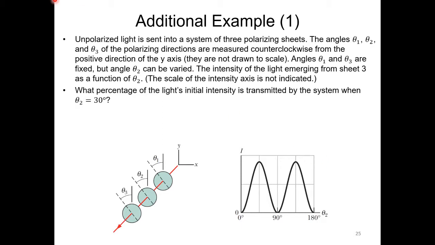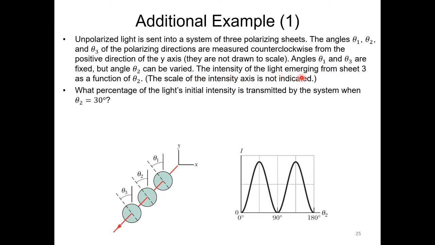So an unpolarized light is sent to a system of three polarizing sheets. The angles theta 1, theta 2, theta 3 of the polarization direction are measured counterclockwise from the positive direction of the y-axis. Angles 1 and 3 are fixed, but angle 2 can be varied. So this one and this one are fixed, but this one can be rotated.